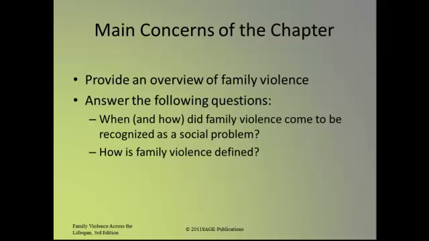This particular chapter gives an overview of family violence, and we'll look at some questions, such as: when and how did family violence come to be recognized as a social problem, and how is family violence defined? Family violence is seen very differently from culture to culture. I don't think there's any culture that really endorses wife beating, for instance, as acceptable and good, but violence is tolerated in some cultures more than others, and I think that's the important thing to draw from this.